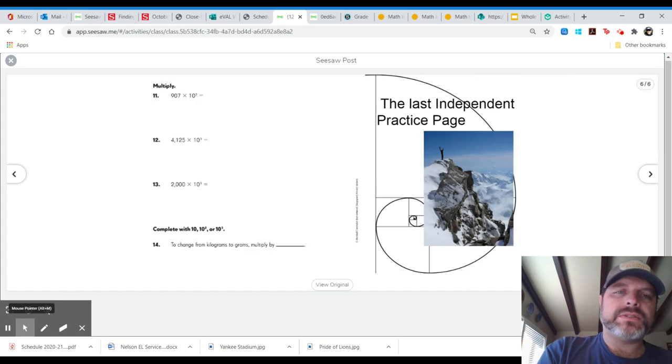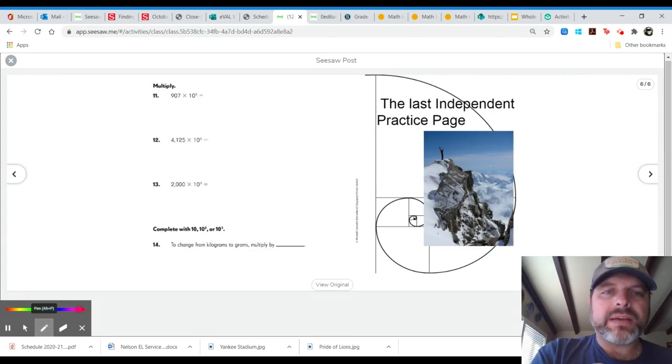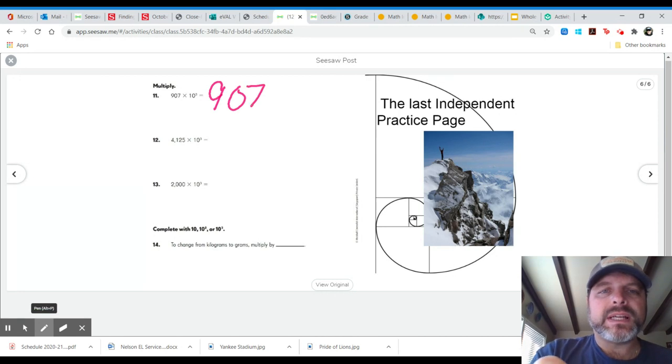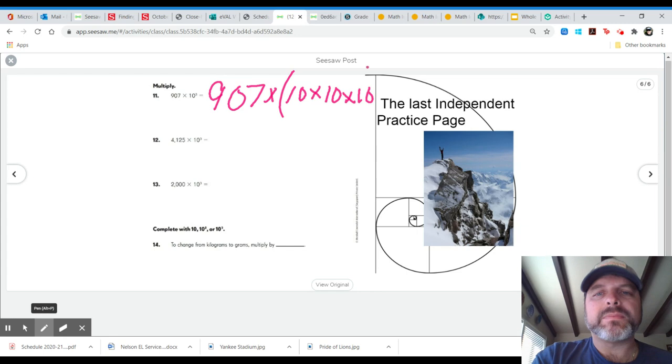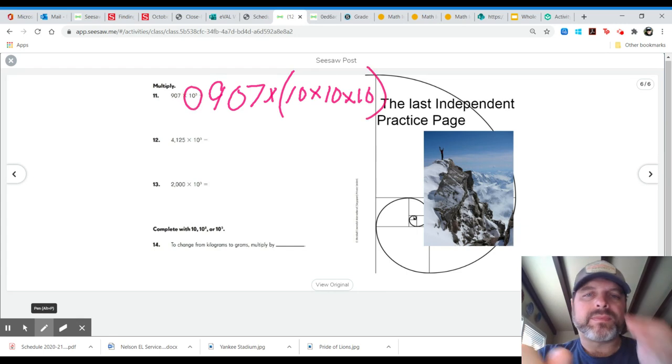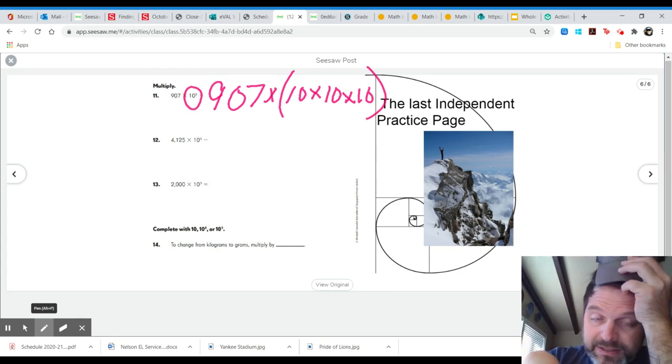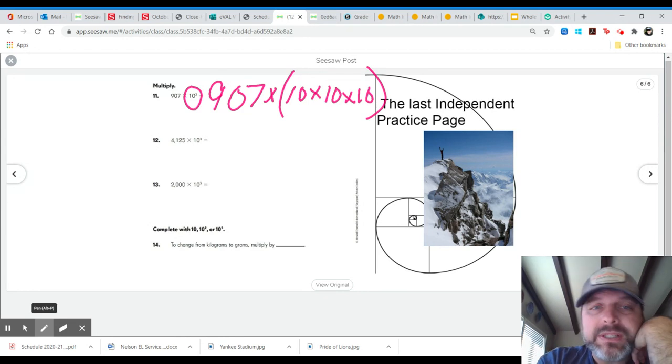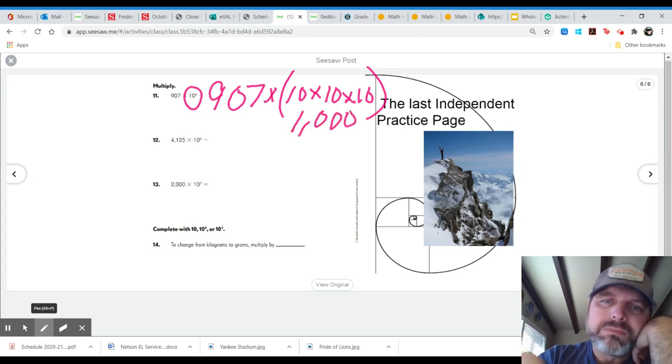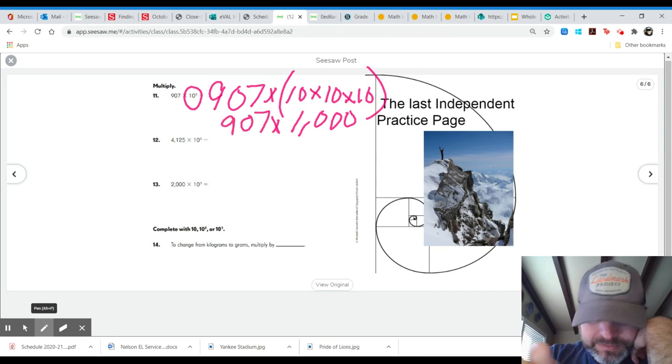The last page, you're doing the same thing. This time there's no scaffolding or helping. So it's 907. And then you're going to multiply by 10 times 10 times 10, because there's 3 of them. It has the third power. So the 10 is the base. These are bases, and then they're multiplied 3 times. So that's going to be 10 times 10 is 100, times 10 is 1,000. And then here's where you just add 3 zeros to 907.